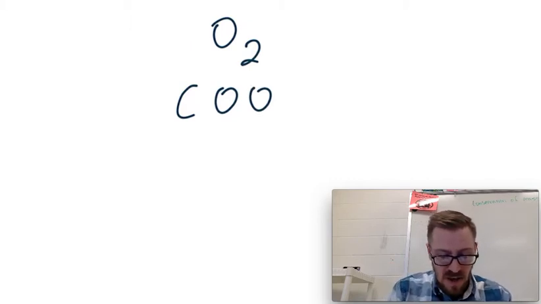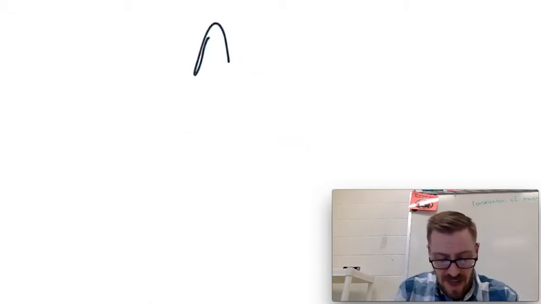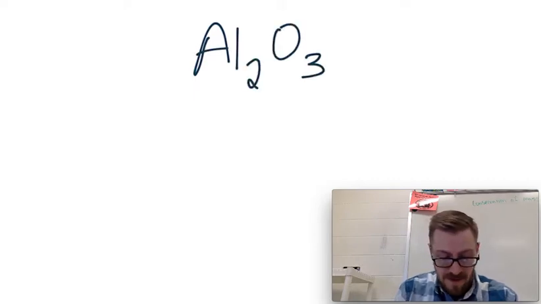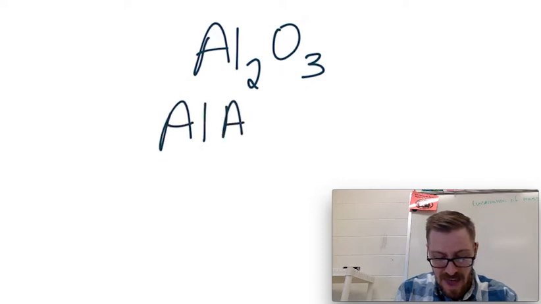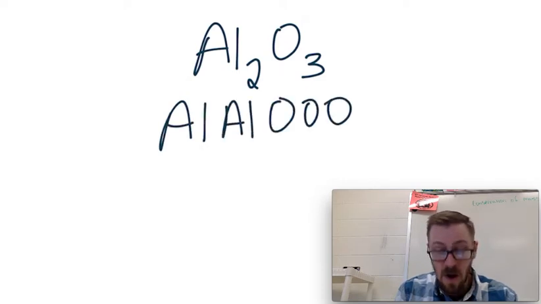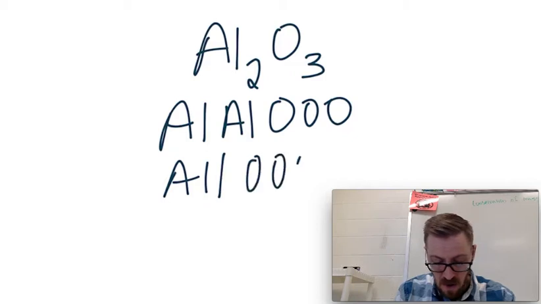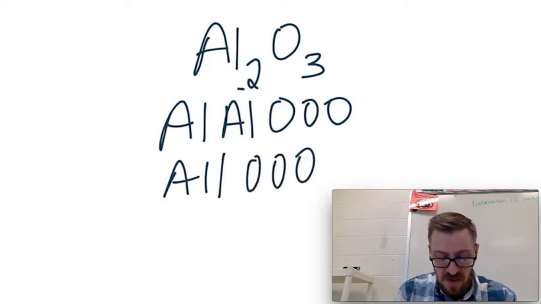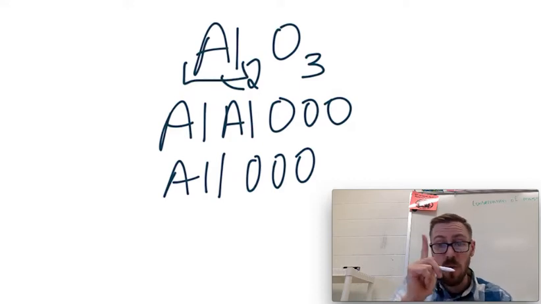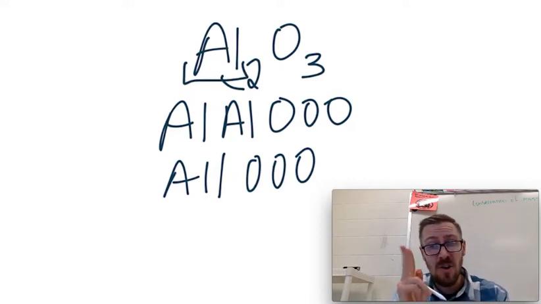Now, one thing to watch out for with this is that some element symbols are 2 letters. So if I put like Al2O3, that's not AlAlOOO. Do not do this. It's AlAlOOO, because this 2 goes with the whole element, which is Al. That is 1 element. So if you have an element that's 2 letters, don't forget you are duplicating the whole element, not just the second letter.